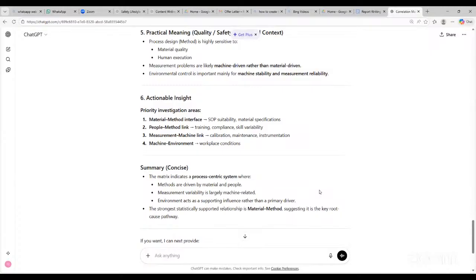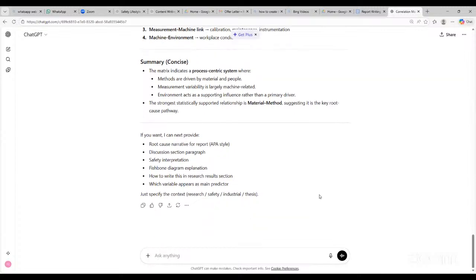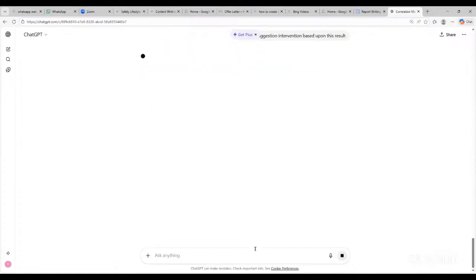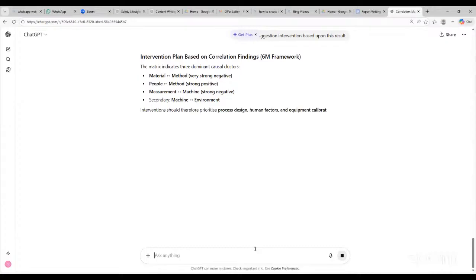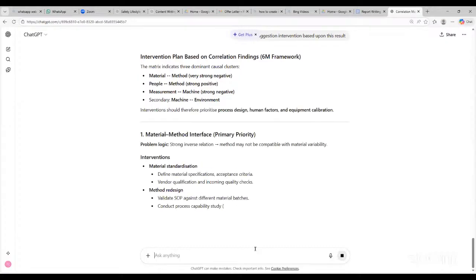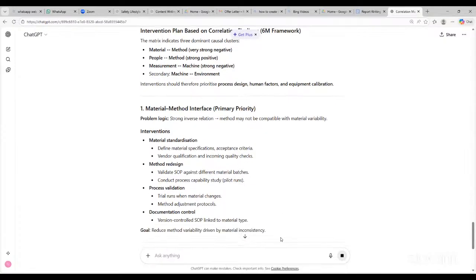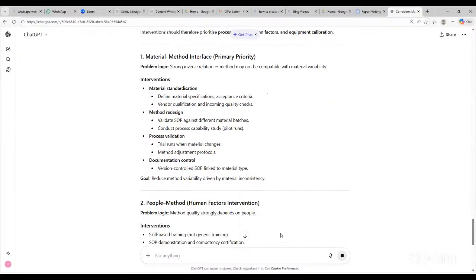Now you write down, suggest some intervention procedure. What Prithvish has said, the same thing. Intervention will be the material standardization, method redesign, process validation, documentation control. So these are some of the intervention techniques.